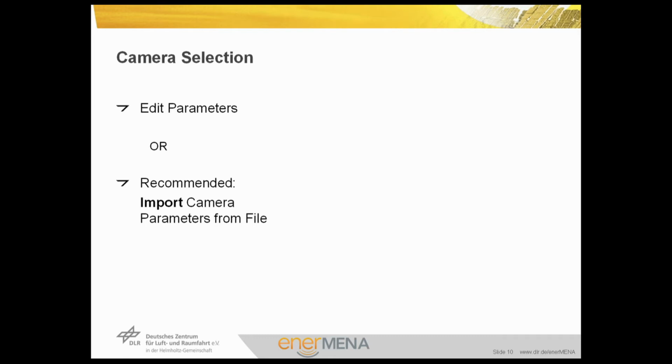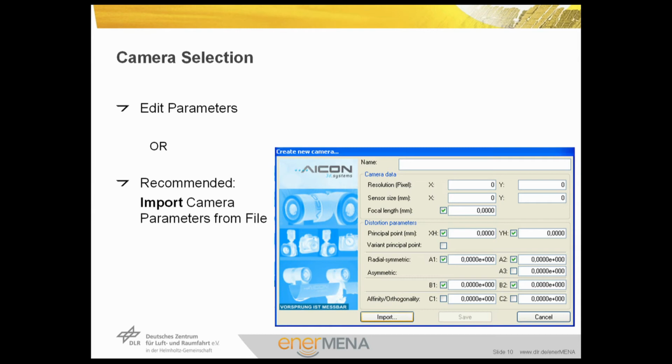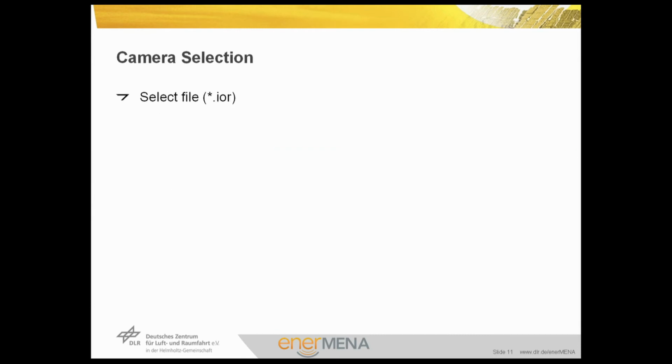This file contains the exact parameters of the CCD size, the focal length, and it already contains very good starting values for the distortion parameters. You can select such a file, which has in general the extension IOR. These files can be stored on your computer under the following path.